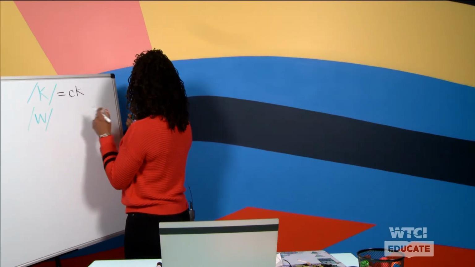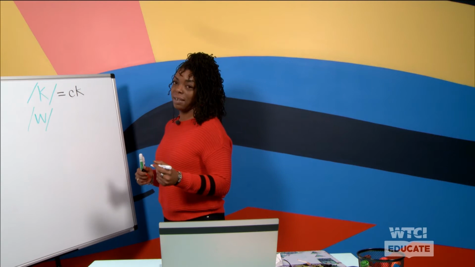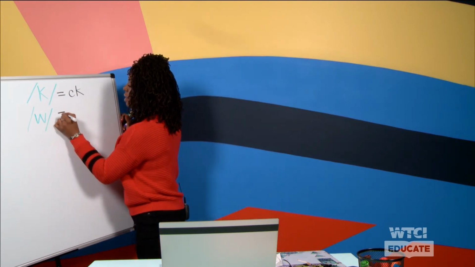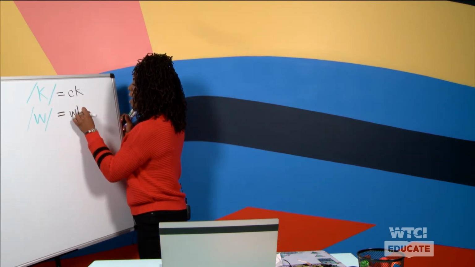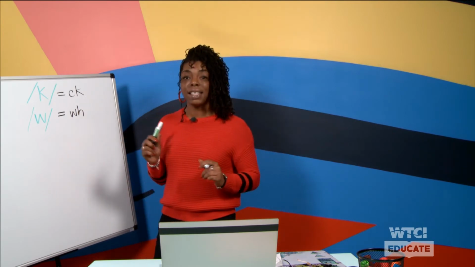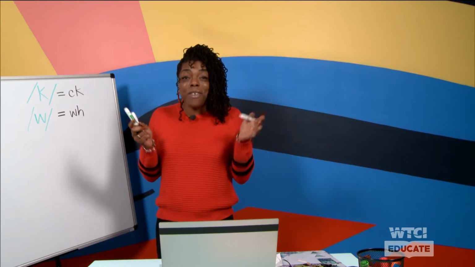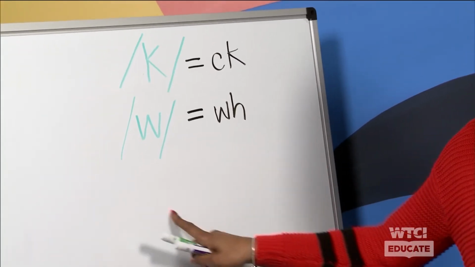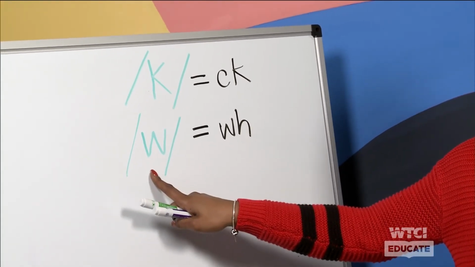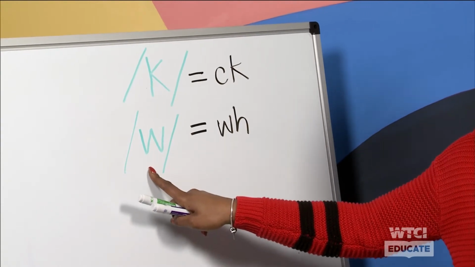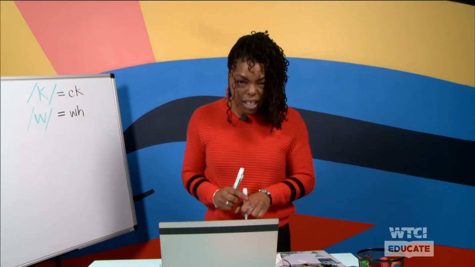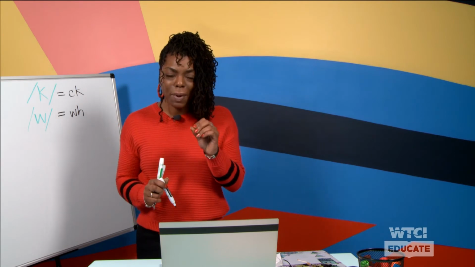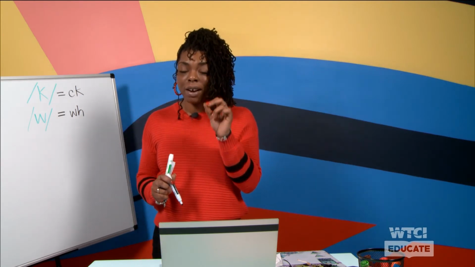And that sound, w, is represented by what digraph, boys and girls? What 2 letters make that sound? W. You're correct. W-H. Make the W sound. Okay? So now we've learned a new digraph. W-H makes the W sound. Okay? Awesome job. Now, let's go ahead and tap it out. Let's tap it out and segment it and make sure that we are correct.